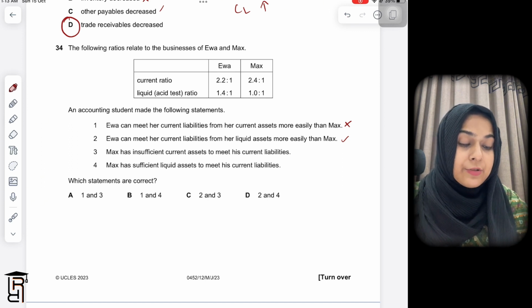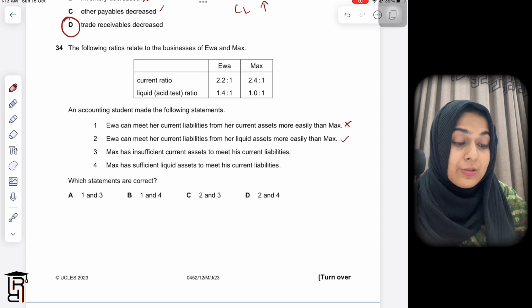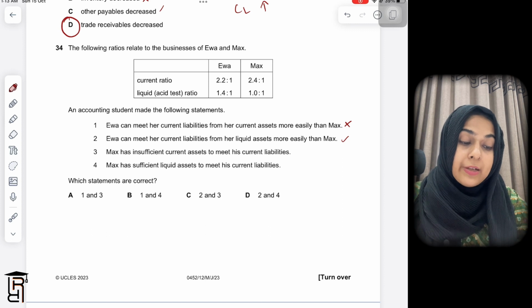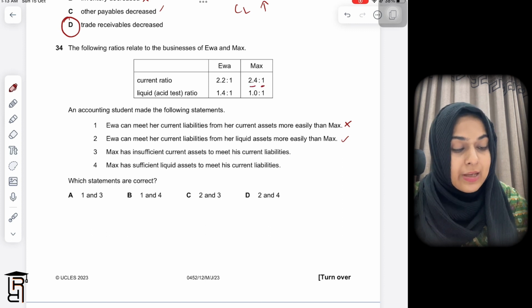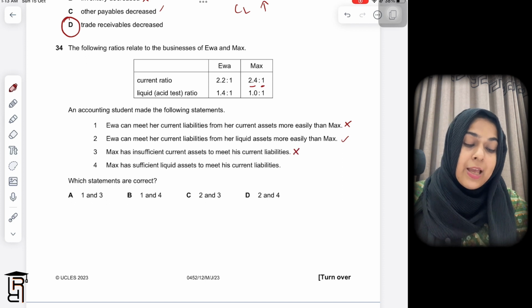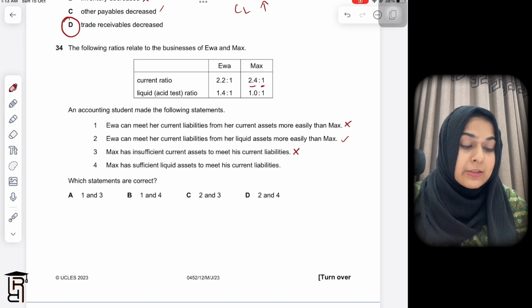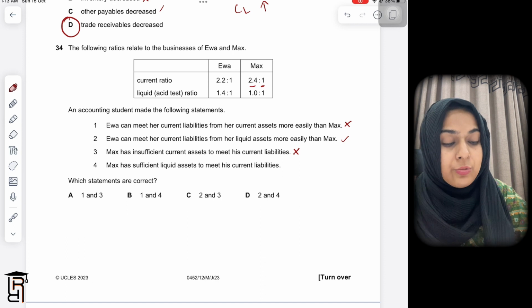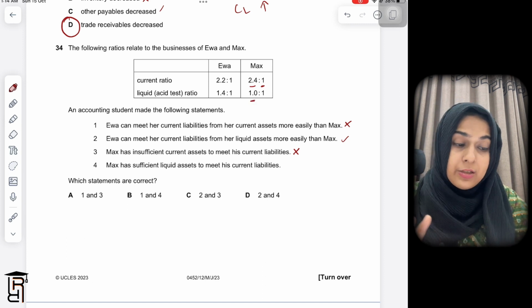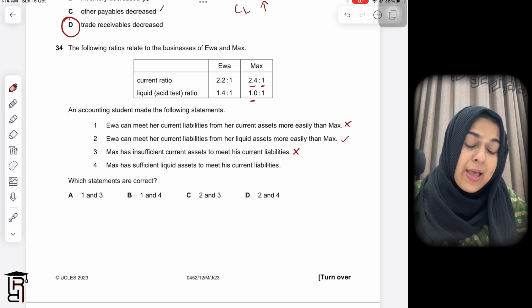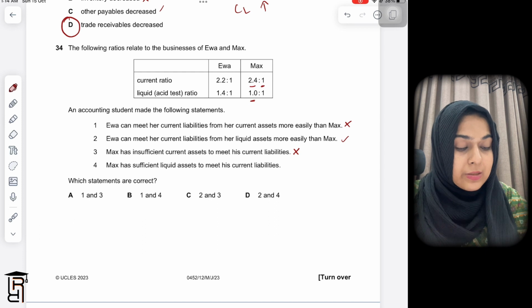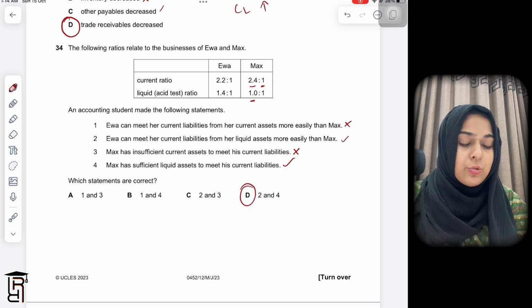Max has insufficient current assets to meet his current liabilities. No, that is false because Max has 2.4 of current assets to meet his $1 of current liabilities, so that's a wrong statement. Then they are saying Max has sufficient liquid assets to meet his current liabilities. That is true because liquid assets is 1.0:1, which means 1:1. So Max has $1 of liquid assets to meet his current liabilities, so this is true. So the answer should be D, 2 and 4.